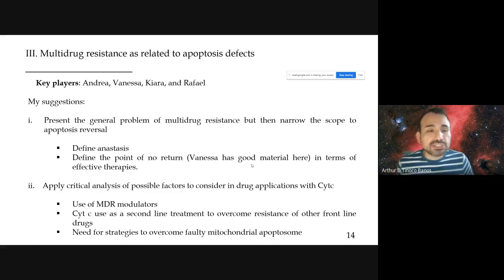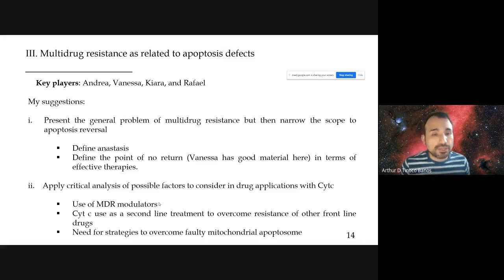But also this section can be really useful as far as critical analysis. And what I mean by that is possible factors to consider in future drug application, or maybe they're already being considered. I don't know, that's what you guys are looking up. In drug applications with cytochrome C, for instance, I saw one of you talked about the use of multi-drug resistance modulators. Are people potentially incorporating this in their formulations with cytochrome C? All right, so that's something you guys can speak to. And if that doesn't exist, then that's something we can talk about possibly incorporating.